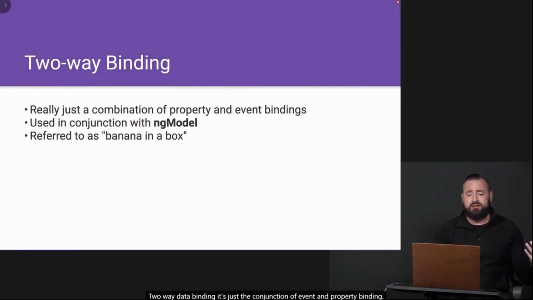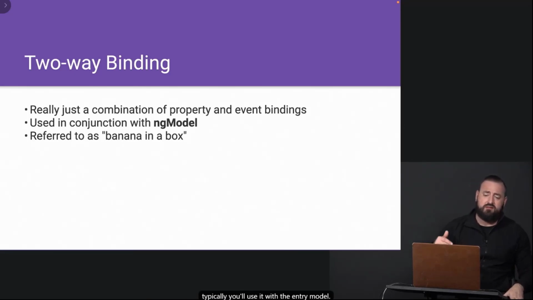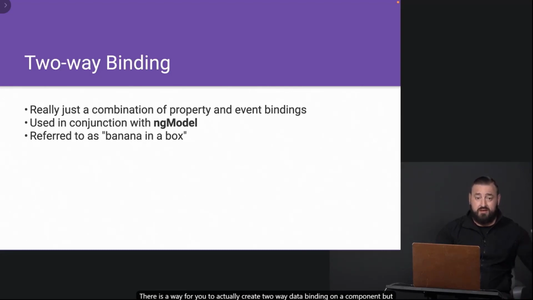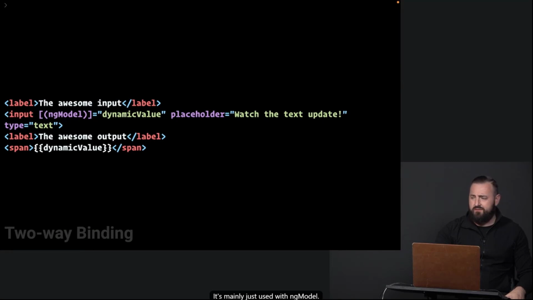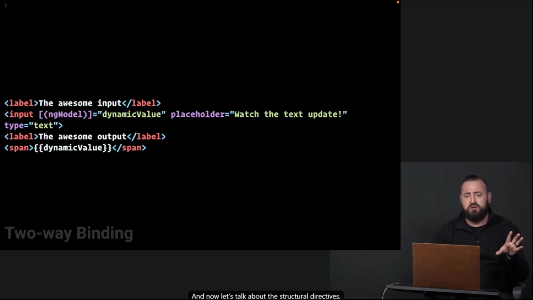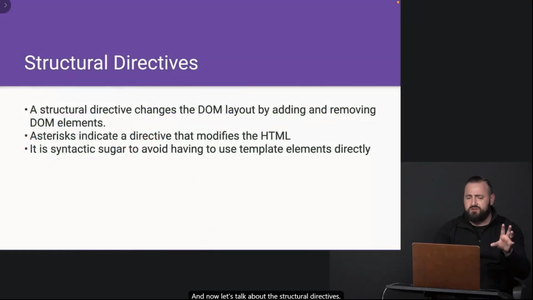Two-way data binding is just the conjunction of event and property binding. Sometimes it's referred to as a banana in a box. And typically you'll use it with ngModel. There is a way for you to actually create two-way data binding on a component, but I rarely ever use that. It's mainly just used with ngModel. All right, so real quick, just to review, we have string interpolation, event binding, property binding, and then two-way data binding. And now let's talk about the structural directives.